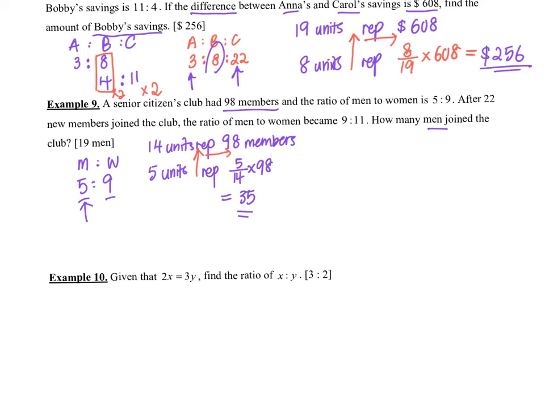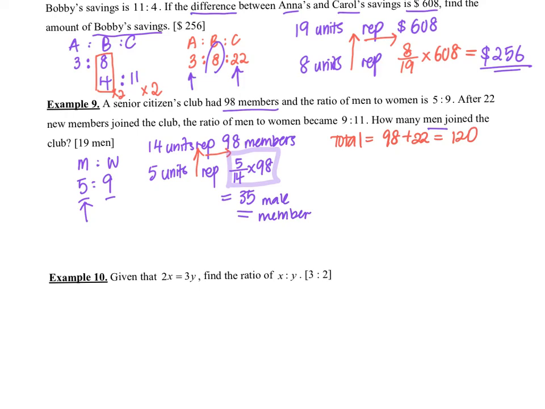Now, if you're able to do this calculation on your own, you can actually write down the answer directly without writing the working in this case. So I have originally 35 male members. Okay. Now that 22 new members joined, my total will change from original 98 plus another 22. So 98 plus 22 will give me a total of 120.